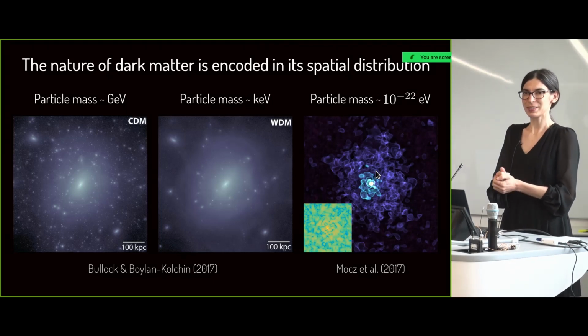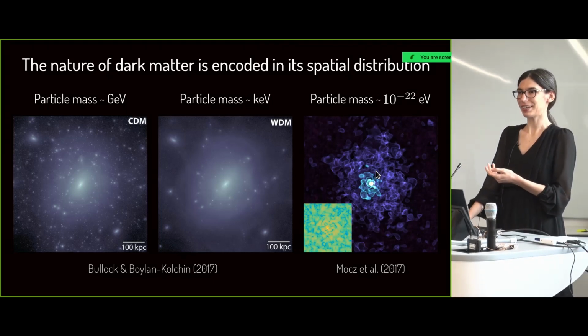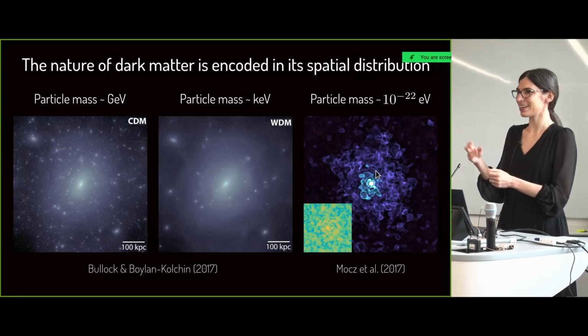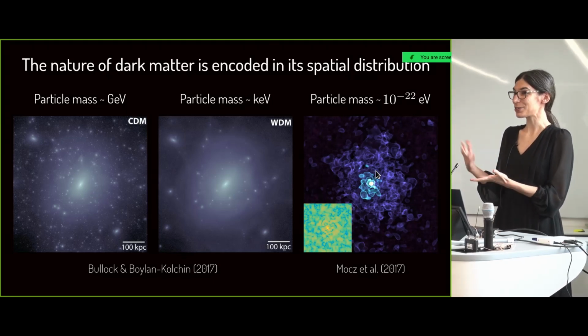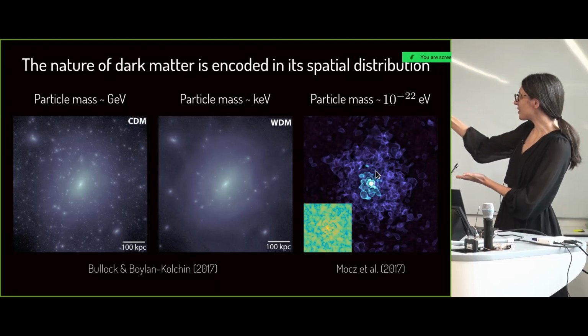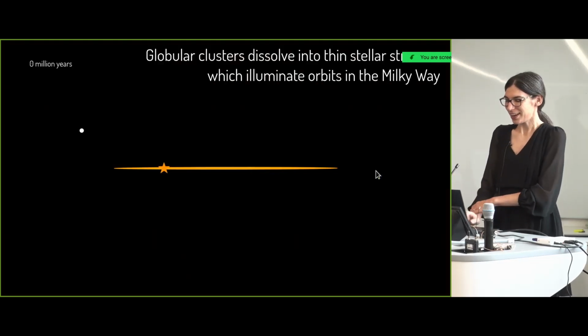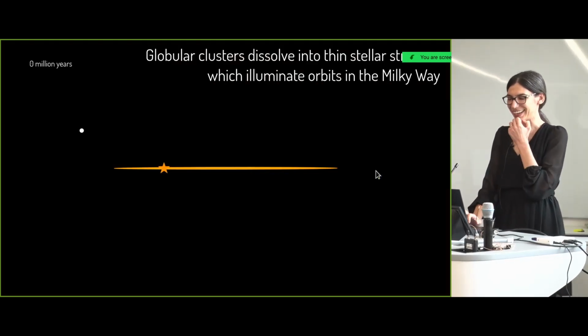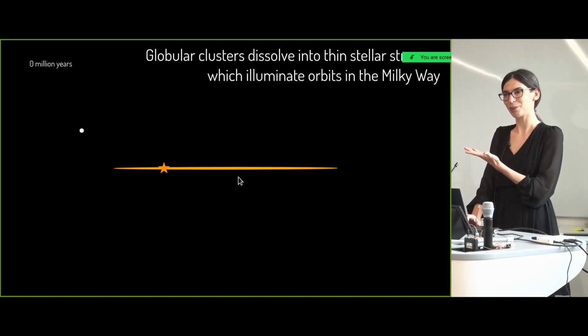And this is why I'm excited, because it turns out that nature has given us these very precise gravitational antennae to try to distinguish between these scenarios. And maybe they come from an unexpected source, being the globular clusters.